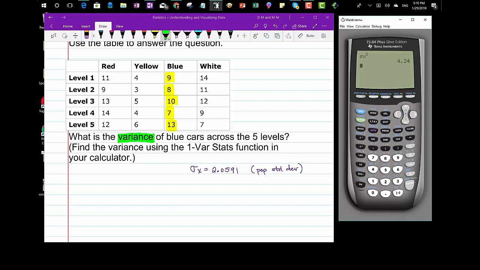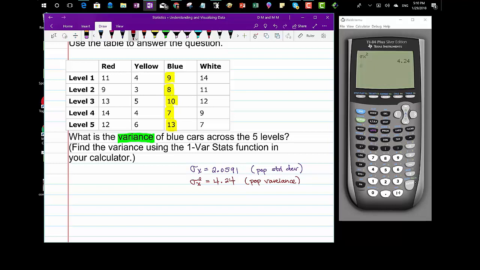So my variance, which is sigma squared, is equal to 4.24. This is my population variance. And that's really quickly how you find it.